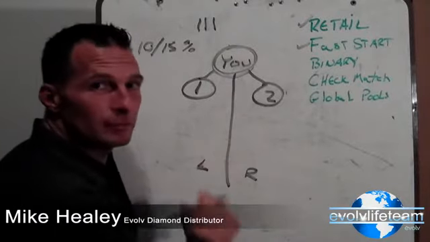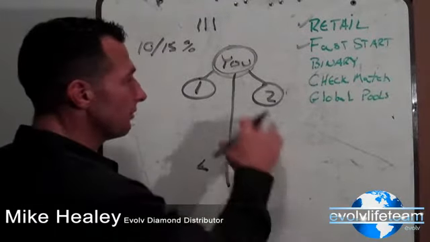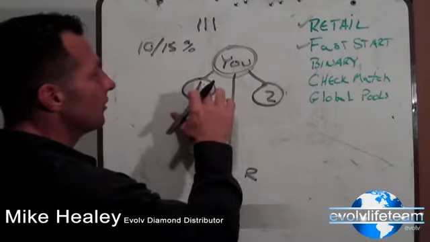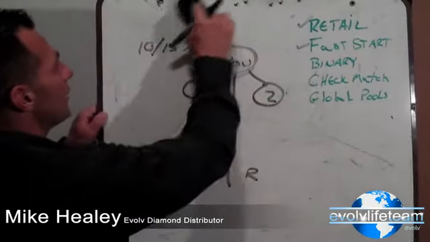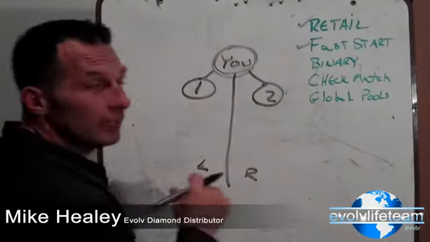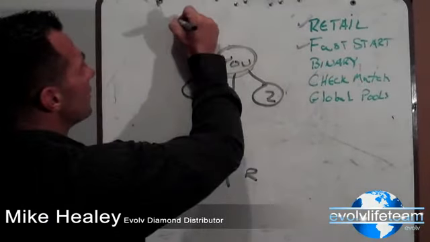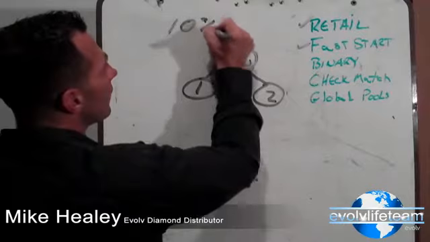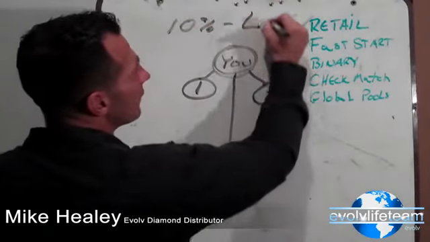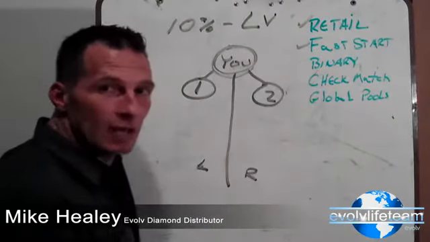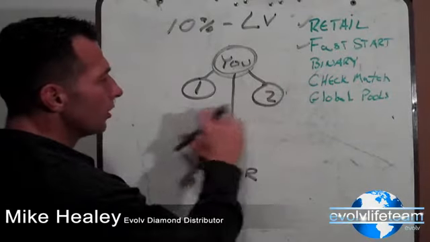You don't have to have somebody on each side for the fast starts, but for the binary, you have to have somebody on your left and somebody on your right. Okay, and I'm going to just keep this clean so we can keep track of what we're doing here. In the binary, you get paid 10% on the lesser leg volume (LV) off an organization.